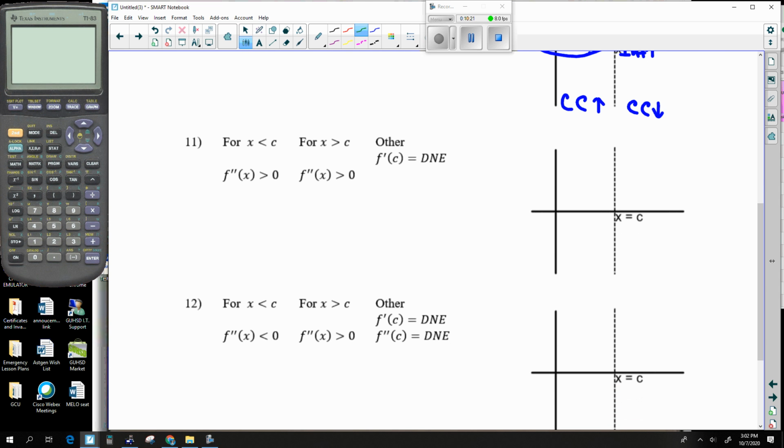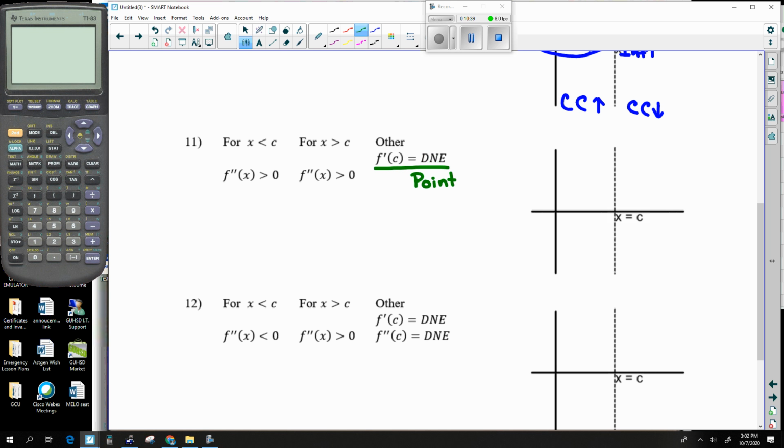All right, so here we have a derivative that does not exist. So what that means is that it can't be a discontinuity or something like that. It's probably a point of some sort of chevron, something like that.